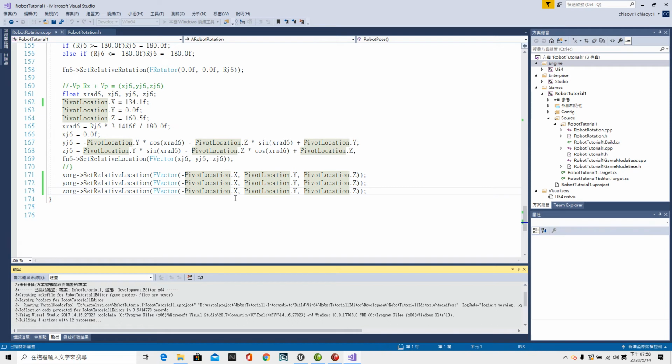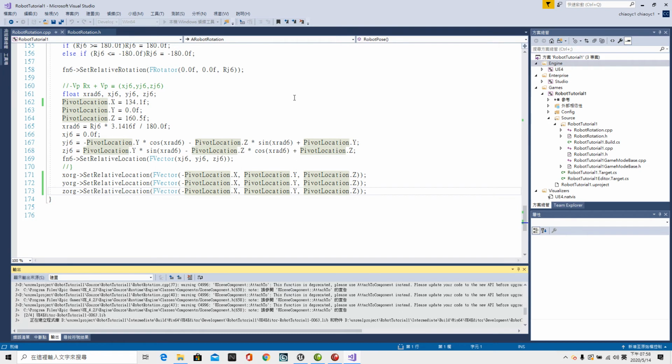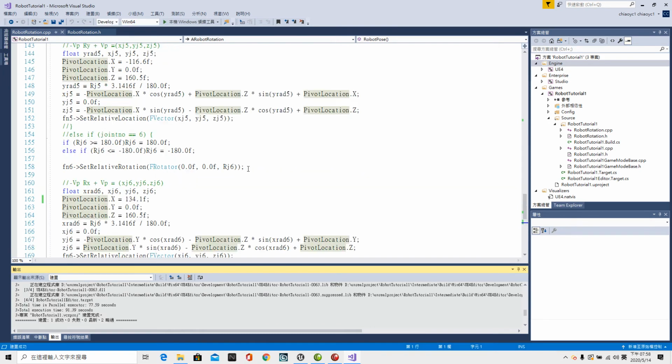Then we can feel comfortable about the alteration of RobotPost. Okay, success.